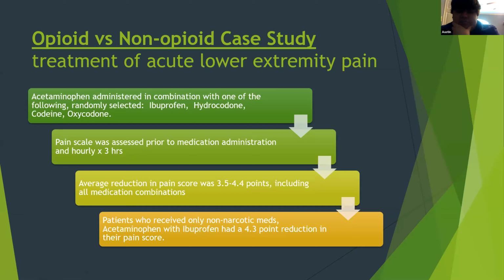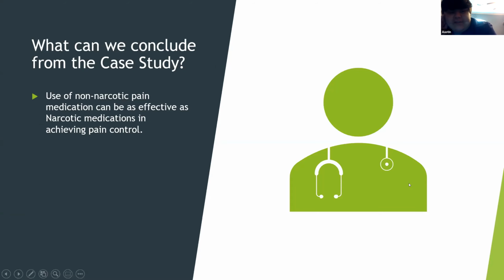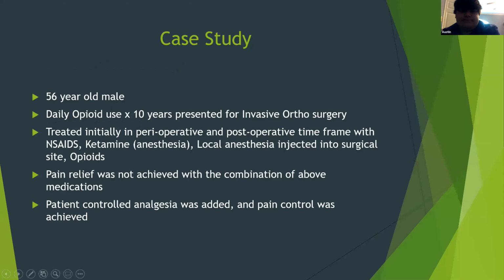However, patients who only received the acetaminophen with ibuprofen had their pain reduced by 4.3 points, which is on the higher end of the average. So this study concludes that in certain cases, non-narcotic pain medication can be just as effective as narcotic medications. But there are some cases where opioids are needed for pain relief.